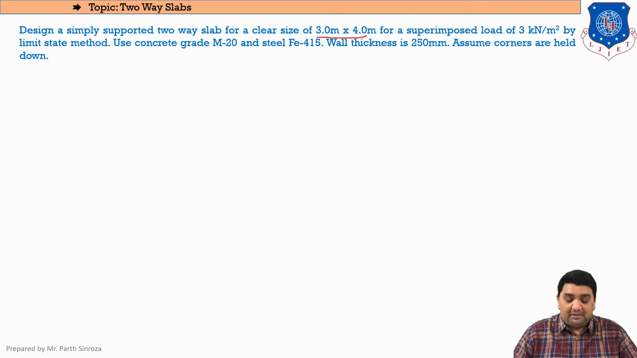of 3 meter cross 4 meter for a superimposed load of 3 kilonewton per meter square. That means the live load is prescribed here. By limit state method, our whole syllabus is under the limit state method. Use concrete grade M20 and steel Fe415. The thickness of wall is given as 250 mm. And the main condition here is: assume corners are held down.